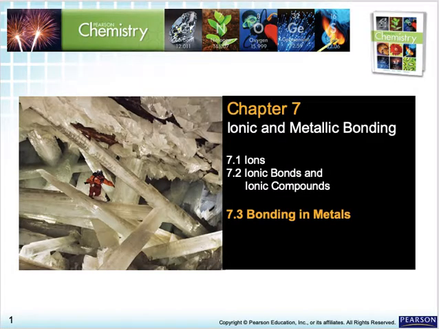Okay, so we're ready to start the last section, 7.3, Bonding in Metals. Chapter 7 and 8 go closely together, so please don't forget the things that you're learning here.